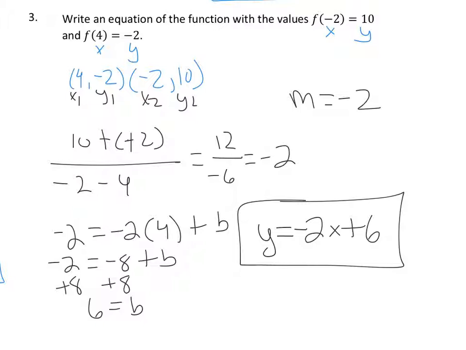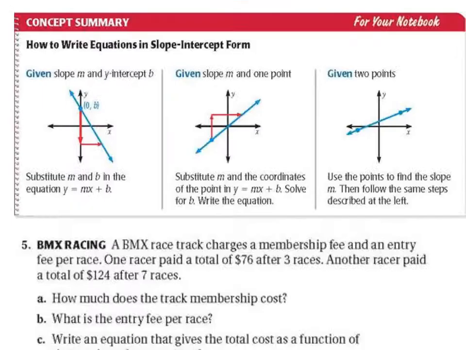Alright, so let's look at what we've learned about lines overall, and then let's analyze how we can apply them. So it says, how to write equations in slope-intercept form. Given the slope and the y-intercept, you just substitute in the m and the b. Given the slope and one point, you substitute m and the coordinates of the point in y equals mx plus b, solve for b, then you write the equation. Given 2 points, you use the points to find the slope m, then follow the same steps described at the left, meaning you pick one, plug them in, solve for b, and write the equation. Okay, so let's see what we can do with these.